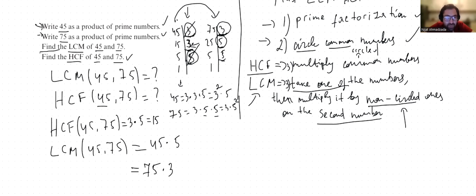What's 45 times 5? It is 225. What is 75 times 3? It's also 225. So both work. It doesn't matter which number you choose, you will get 225 as the LCM of 45 and 75. So we are done with this question. Bye bye.